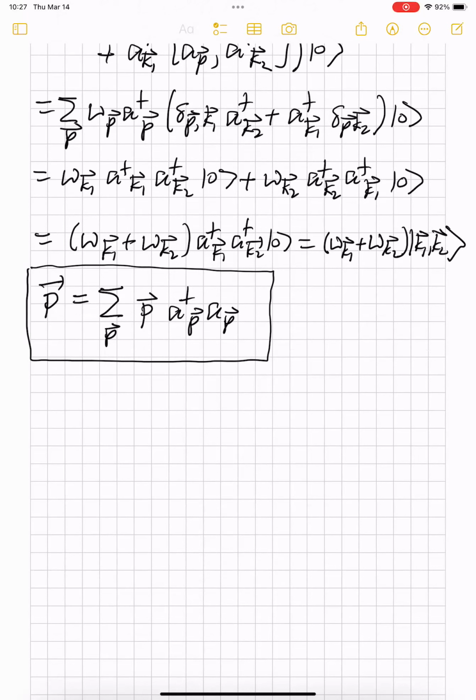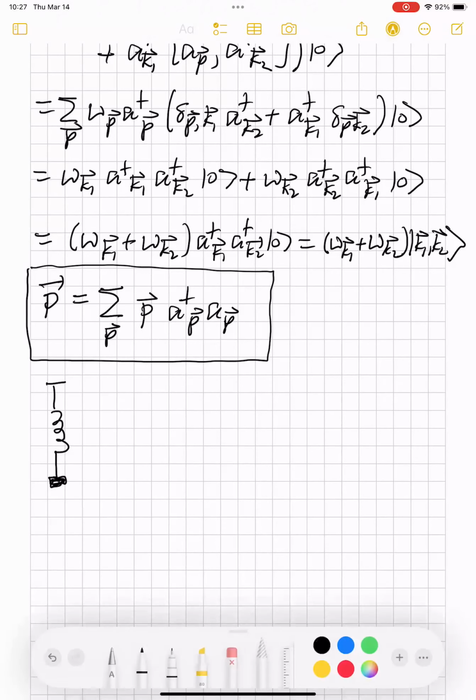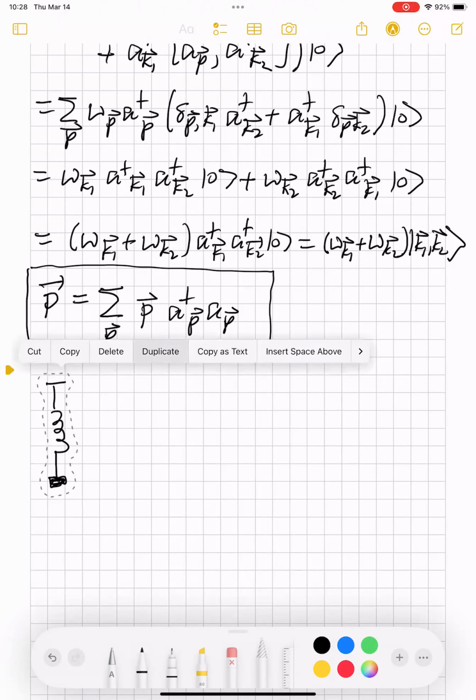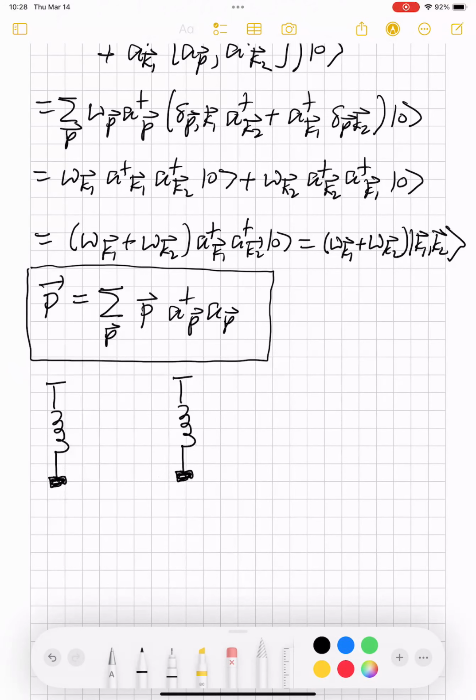Now, I would like to just make a comment contrasting what we've done with Fock space to what we did with the oscillator. So remember what we did with the oscillator? We said we had a spring with a particle attached at the end. Okay, so there's our oscillator. Let me copy this picture and duplicate it, and then again.